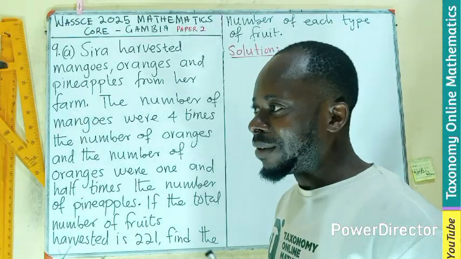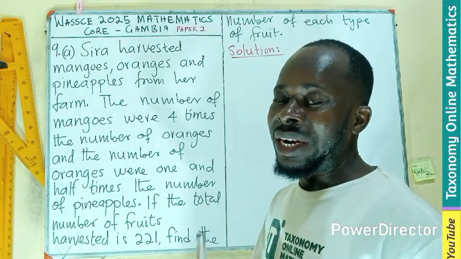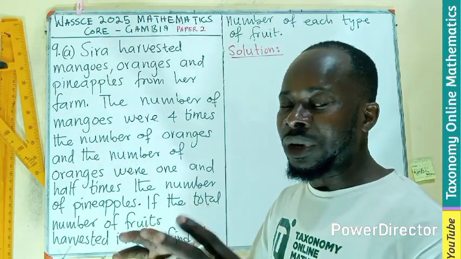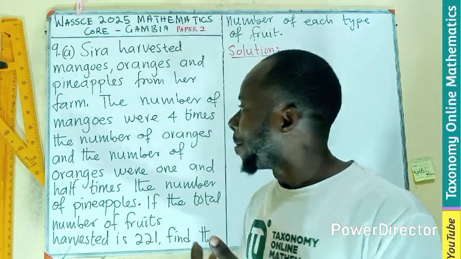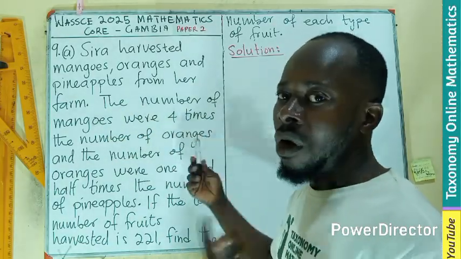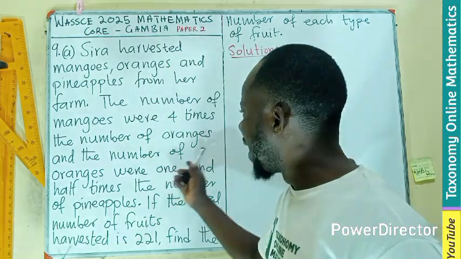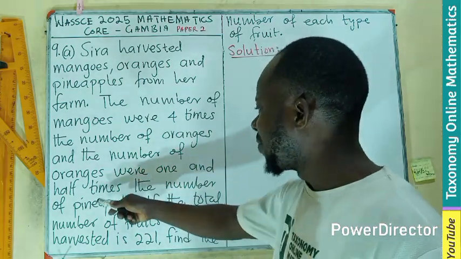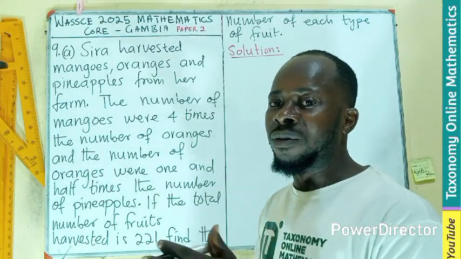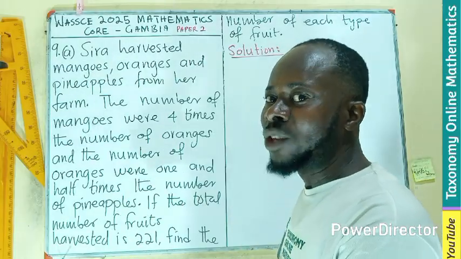This is a word problem. For you to be able to get a connected equation from here, we need to identify the least number of fruit, since each fruit is expressed in terms of another. For example, the number of mangoes were 4 times the number of oranges, which means mango is expressed in terms of oranges. Then the number of oranges were also 1.5 times the number of pineapples. So orange is also expressed in terms of pineapple, which means I need to begin with the smallest one, which in this case will be pineapple.